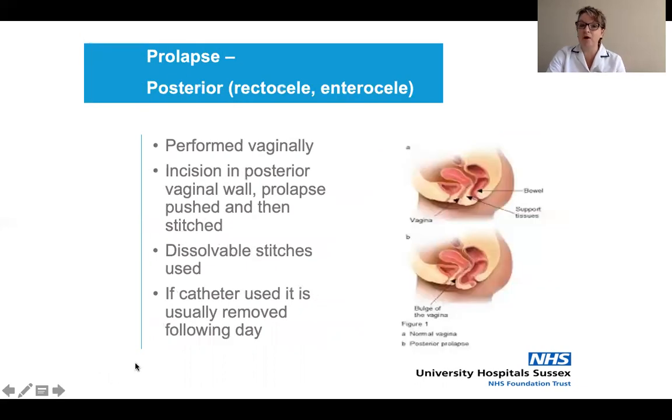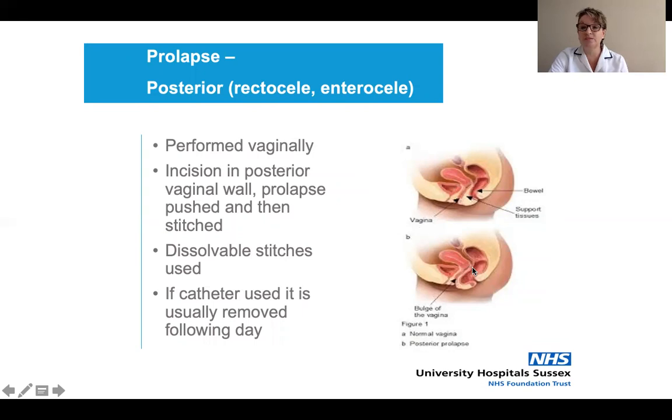So let's look at posterior repair. If we look at this diagram here, this is a normal vaginal orientation. So we've got the urethra and the bladder, and then the vagina and uterus, and there's the back passage here. If we look at this diagram lower down, we can see that there's a bulge in the posterior wall or the back wall of the vagina. If the bulge is lower down, we call this a rectocele. And if the bulge is higher up, we call it an entrocele.